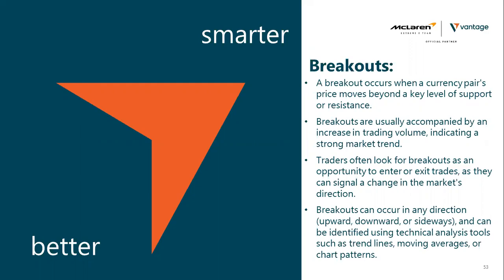So breakouts are usually accompanied by an increase in trading volume, indicating a strong market trend. This is one reason why I say that when you are trading during the news or after the news, you should first of all wait for price to make a certain impulse move. All right? When price makes a certain impulse move during a news release, then you know that, okay, price is going in this direction.